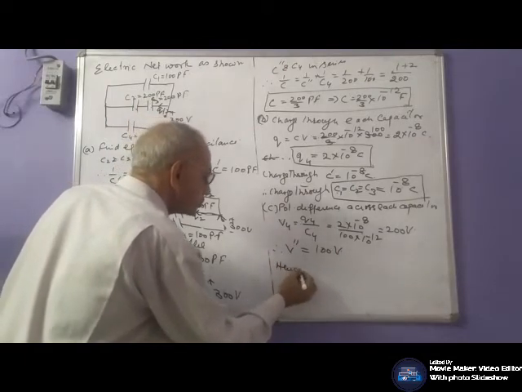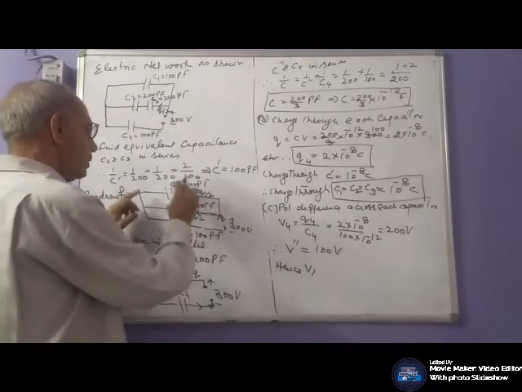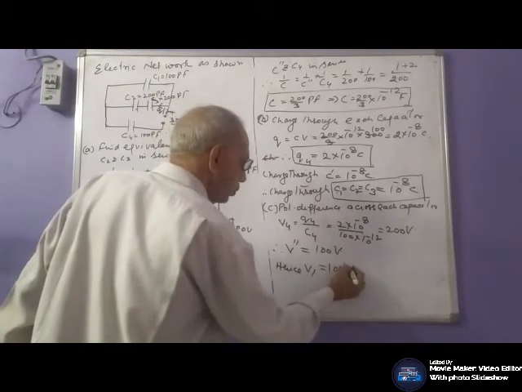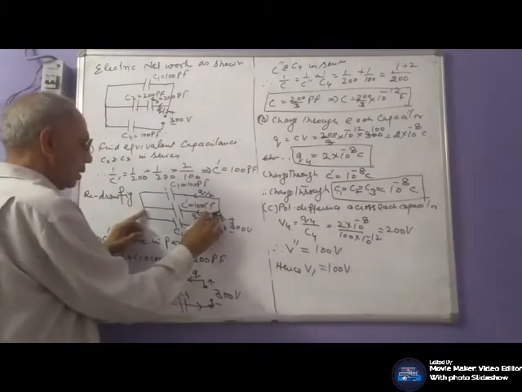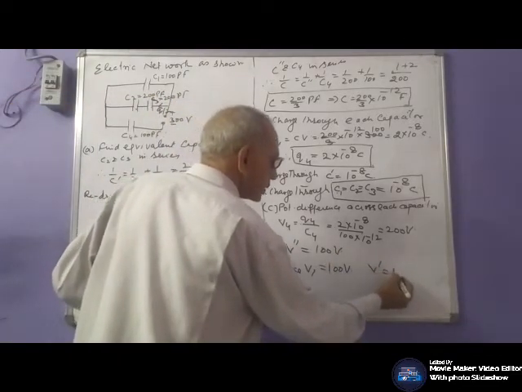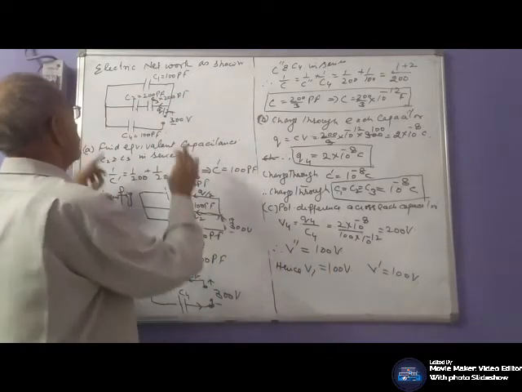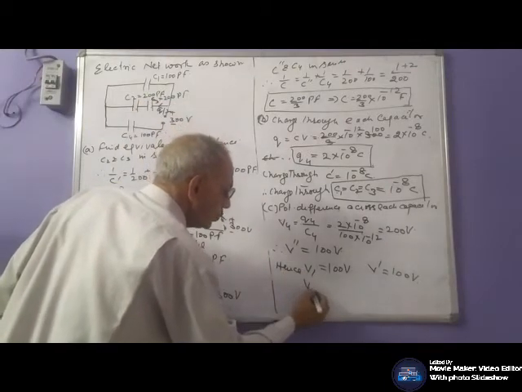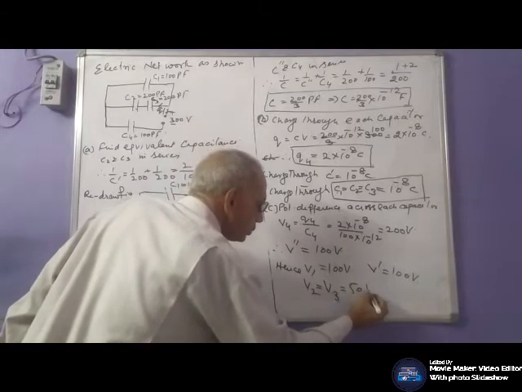Hence, V1, 100 is here. They are in parallel. So V1 is 100 volt. And 100 volt is across V dash. V dash is 100 volt. Now they are in series. So V2 and V3 are 50 volt each.